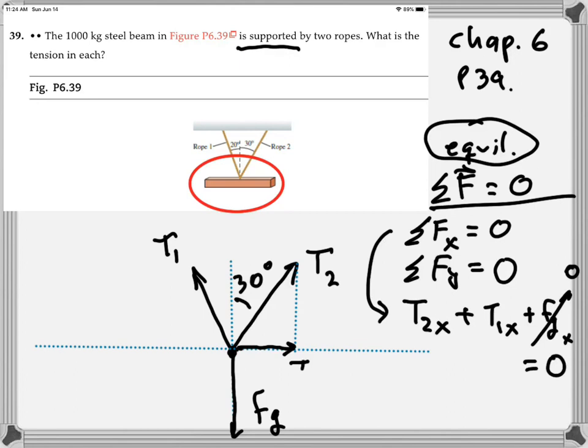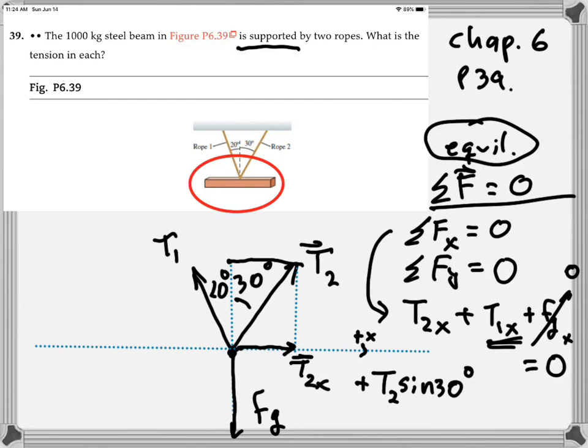The x component of T2 is that vector that I'm drawing over there. Notice that it is the opposite of the 30-degree angle. So therefore, opposite goes with sine. So T2x is T2 sine of 30 degrees. And it is positive because it's pointing to the right. That's the positive x-axis.